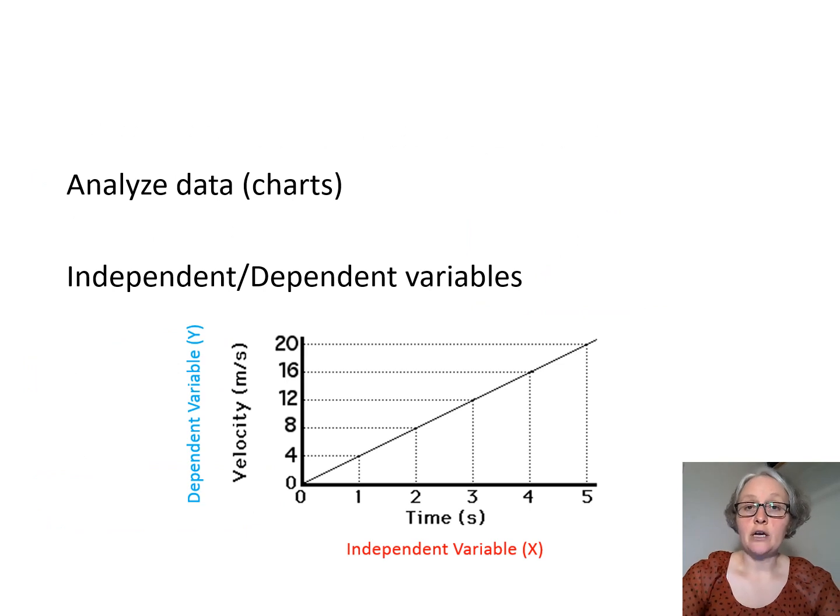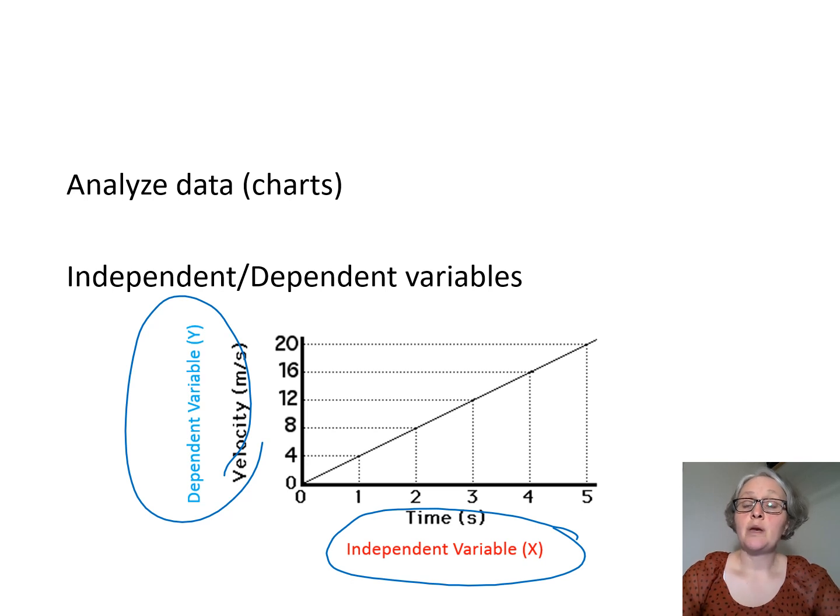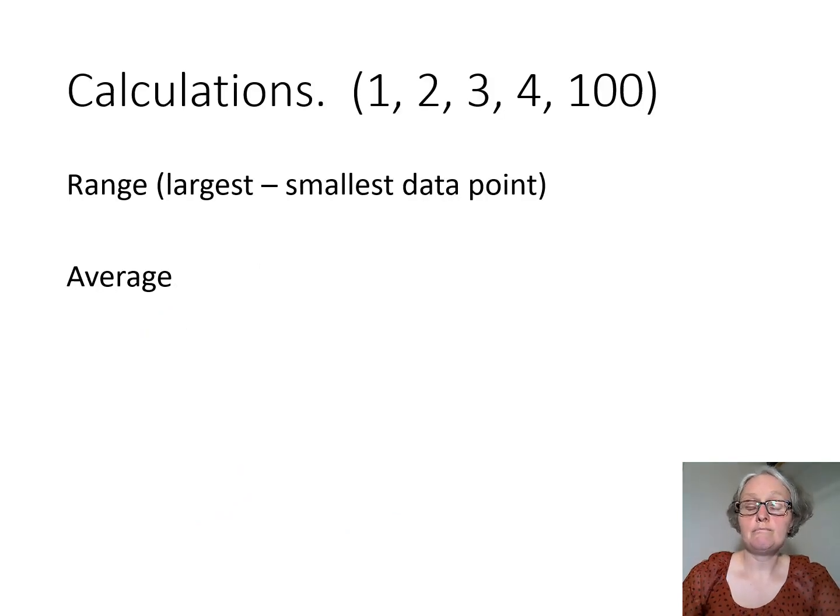Make sure you can analyze data from any of the charts we developed on any of the days in lab. Independent variables are always going to be on the x-axis. Dependent variables are always going to be on the y-axis. You should be able to identify the independent and dependent variables in any experiment. The independent variable is the one that I, the scientist, manipulated. The dependent variable is the one that was the outcome of the experiment.